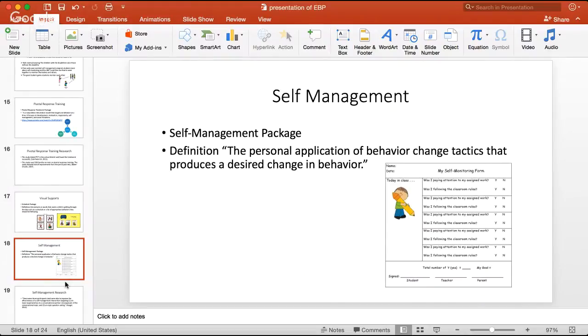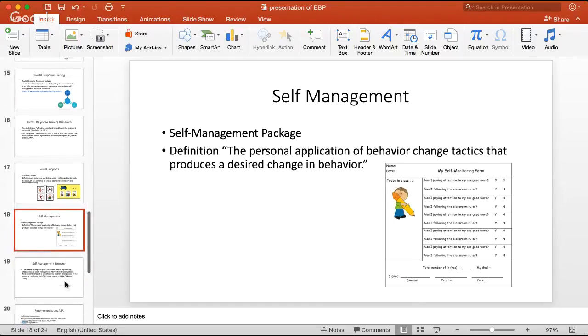So I have an example on the right if you look, and this is a form. The child has a list of things they're supposed to do. Let's see, the one is, when was I paying attention in class? And then they go and they're able to check it off on their own. And this is for higher functioning kids or older kids that are able to read and do this.